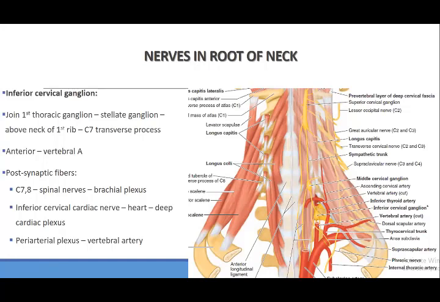वो areas जो C7 और C8 spinal nerves से supply होते हैं। उसके अलावा it also contributes to inferior cardiac nerves जो कि हार्ट को वो सप्लाई करते हैं। They help in the formation of cardiac plexus, deep cardiac plexus की formation में। Okay.